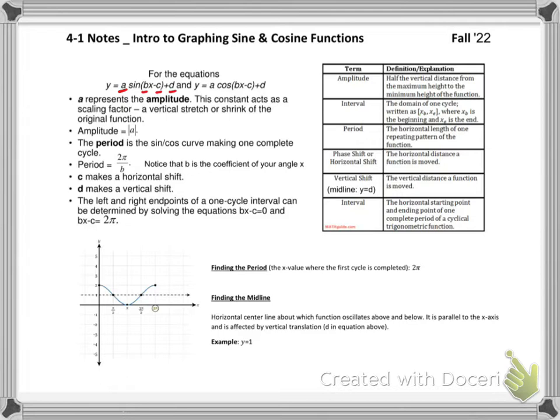reflections, stretches, all that kind of stuff that you guys have done with previous types of graphs. So we will start off first focusing on the a value in this function, and that a value there is going to be the coefficient of your sine and your cosine. That coefficient represents the amplitude, the AMP.